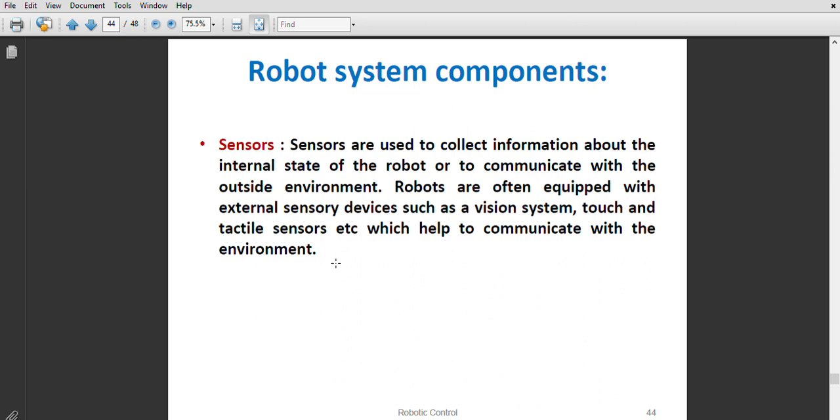Among the robot system components, sensors are what usually communicate with the outside environment. Robots are often equipped with external sensory devices such as vision systems, touch systems, tactile sensors, and proximity sensors, which are mainly used to communicate with the environment and receive signals. The signals go to the processor, and it takes the necessary actions. It's generally the same as in humans: hands, legs, the vision sensor is our eyes, and the smelling sensor is our nose. Like that, robots also have all these sensors.